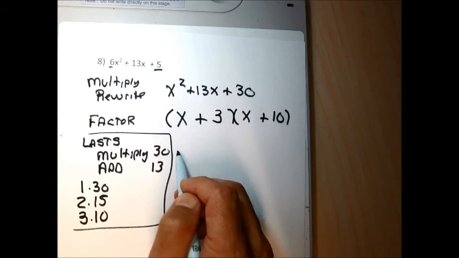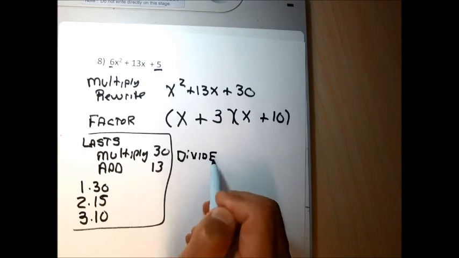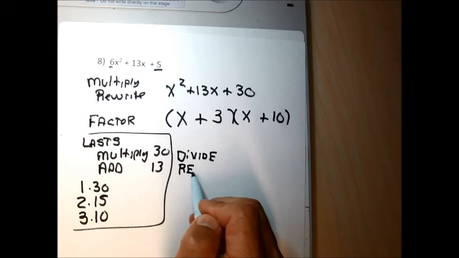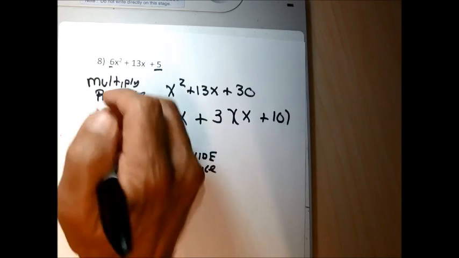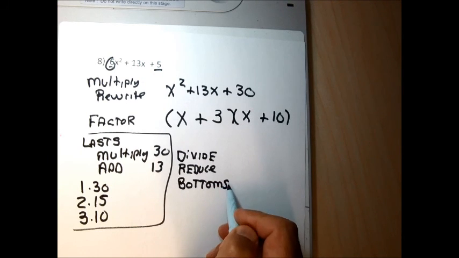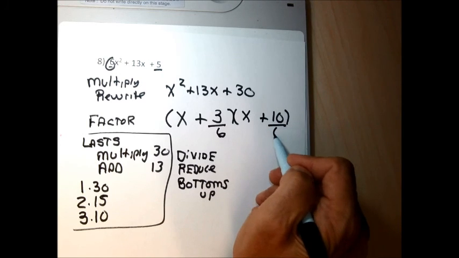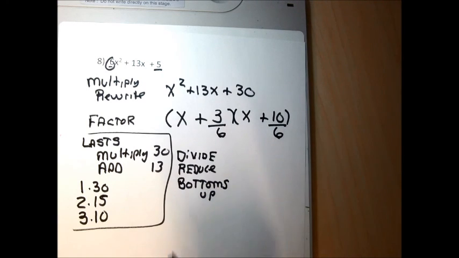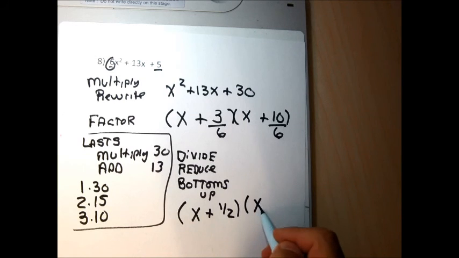And if you forget this step, you're going to have the wrong answer. And it's that 3-in-1 step. It's the divide, reduce, and bottoms up. Because on the first step I wound up multiplying by 6, on this last 3-in-1 step I need to divide by 6. And in this instance both fractions reduce, so I need to reduce both fractions. The fraction 3 over 6 reduces to 1/2. The fraction 10 over 6 reduces by 2 to 5/3.